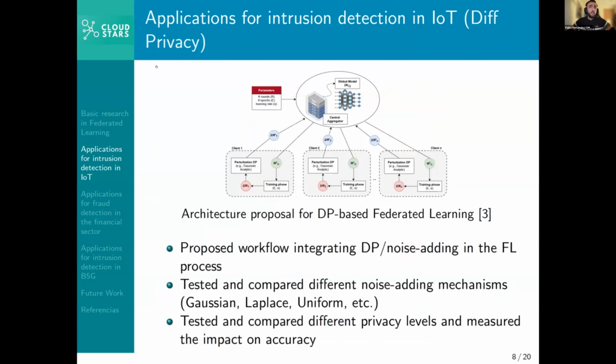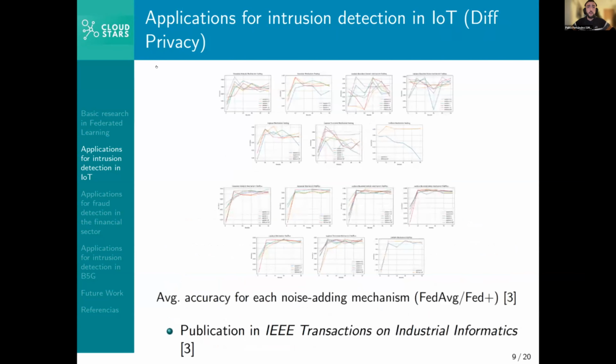Then in our second article, we tried to address the challenge of information leakage from model updates that I've commented previously by using differential privacy and noise adding mechanisms to basically make it harder to infer any information from them. And we propose a workflow integrating this and also tested and compared in terms of accuracy different noise adding mechanisms and measured the impact on accuracy using different privacy levels. Here you can see the accuracy throughout rounds for every mechanism and for the aggregation algorithms that we consider.